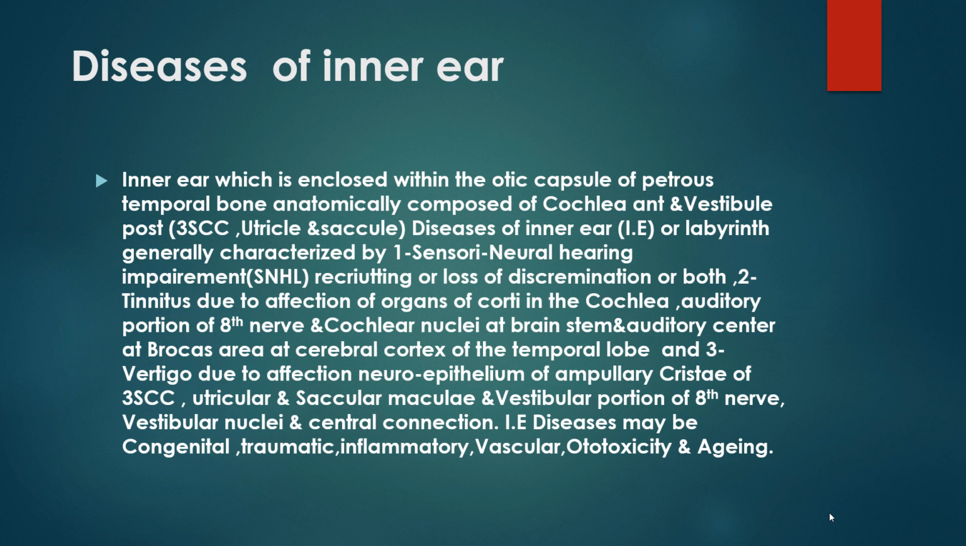Thirdly, we may get vertigo. This is due to the affection of the neuroepithelium of the ampullary crista of the three semicircular canals and the utricular and saccular maculae. As I told you in the lecture on the physiology of the ear, the neuroepithelium of the three semicircular canals is the ampullary crista, and of the utricle and the saccule is the macula. Again, we may get it due to the affection of the vestibular portion of the eighth cranial nerve, the vestibular nuclei in the brainstem and their central connections.